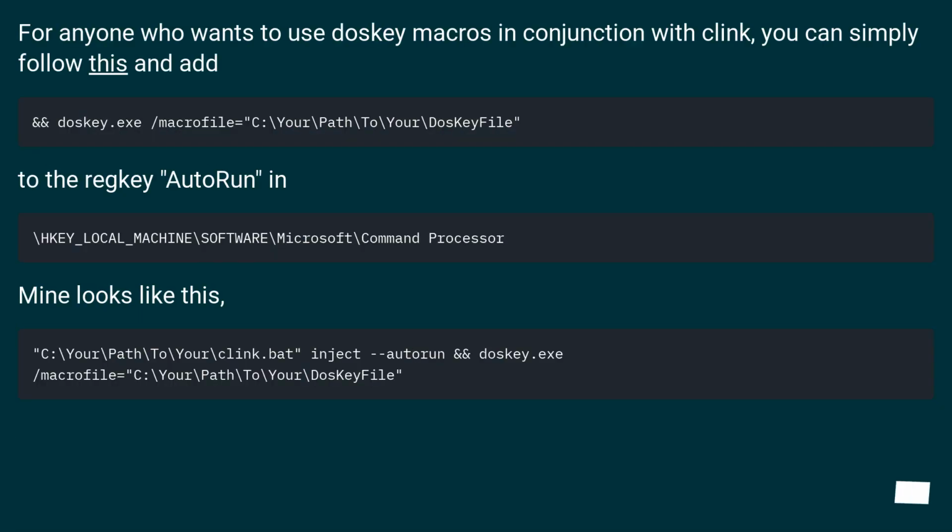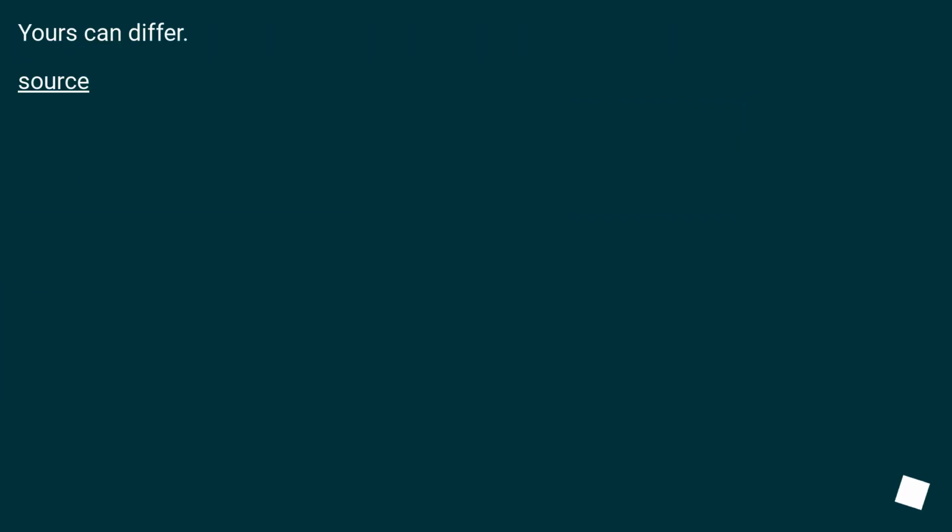For anyone who wants to use DOSKEY macros in conjunction with Clink, you can simply follow this and add to the registry autorun in. Mine looks like this. Yours can differ. Source.